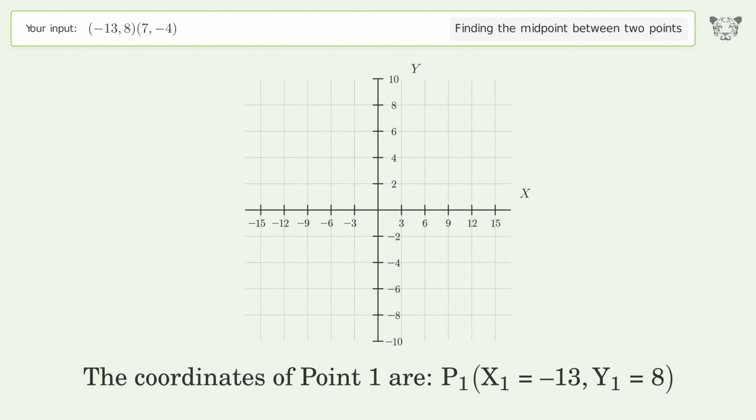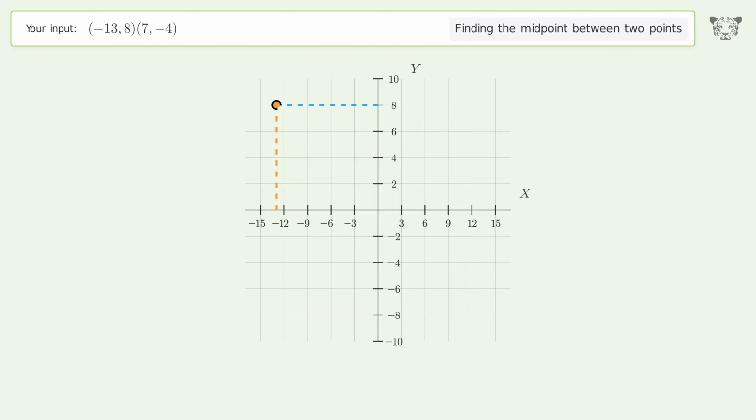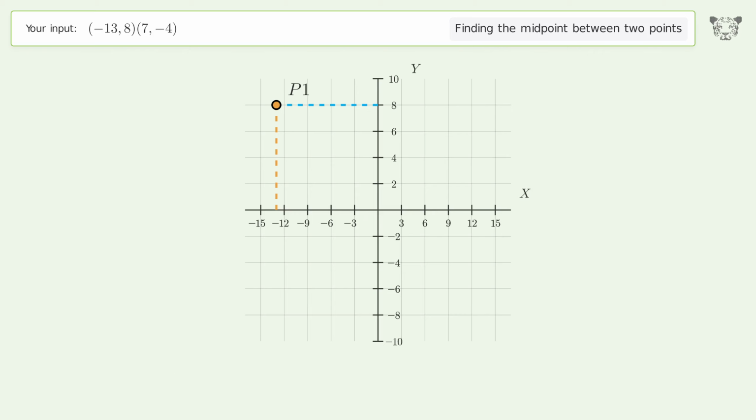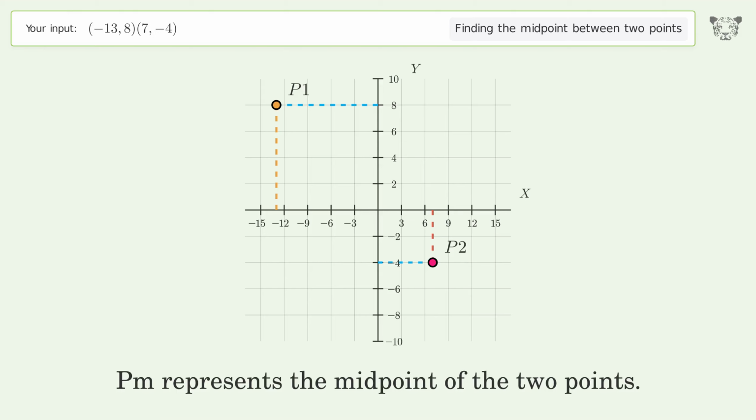The coordinates of point 1 are x1 equals -13, y1 equals 8. The coordinates of point 2 are x2 equals 7, y2 equals -4. PM represents the midpoint of the 2 points.